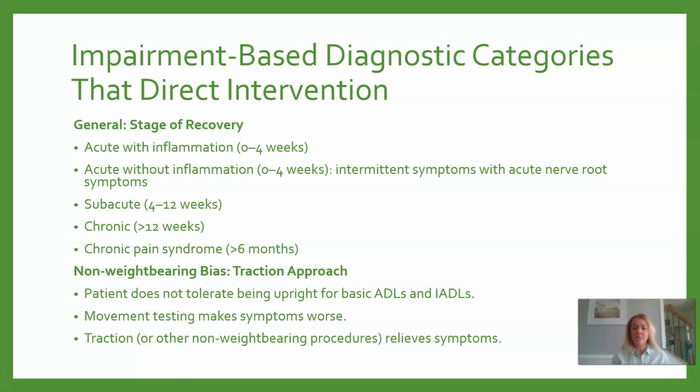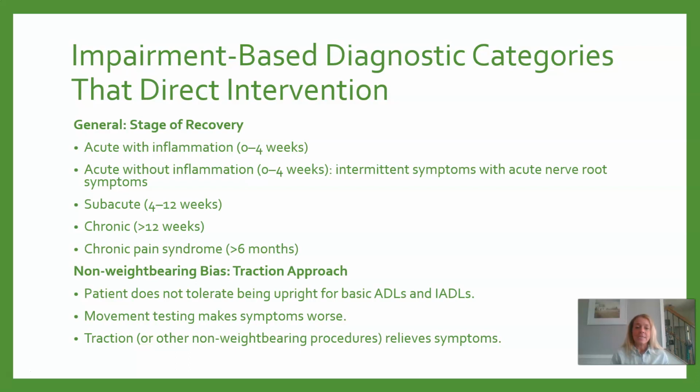Most acute injuries are going to present in the 0 to 4 week range, like most of the other things that we've talked about, and we may or may not have nerve root symptoms with that. So it's acute, do we have neurologic symptoms with that? Subacute, we're talking more 4 to 12 weeks. Chronic is beyond 12 weeks, and chronic pain syndrome, we're talking 6 months and beyond.